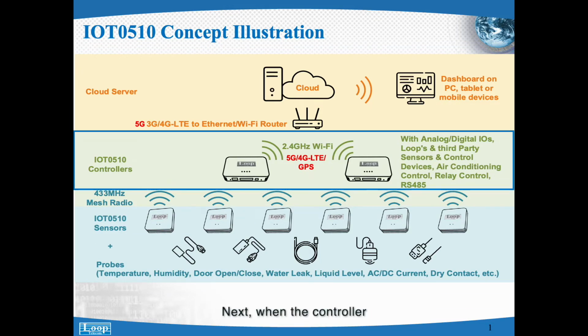Next, when the controller receives the monitor data from the wireless sensors, the wide coverage 2.4 GHz Wi-Fi and Ethernet port connectivity allows the controller to transmit data via 5G, 3G, 4G LTE network or Wi-Fi router that uploads the data to the cloud server. The controller is going to support 5G, 4G LTE Connect and GPS function in the near future.